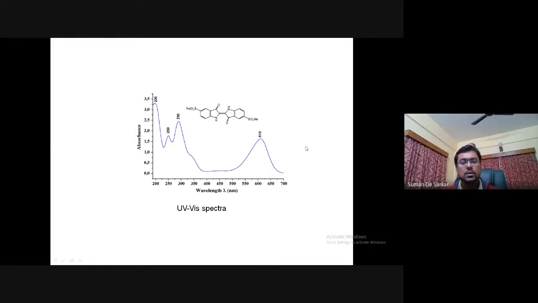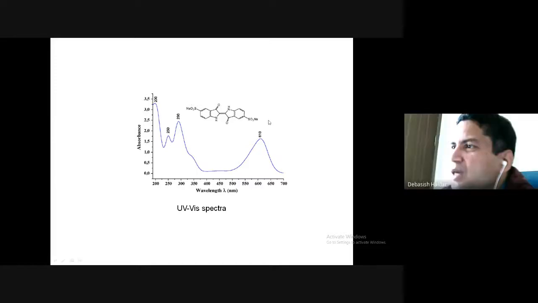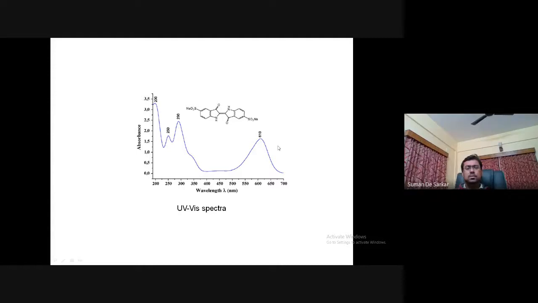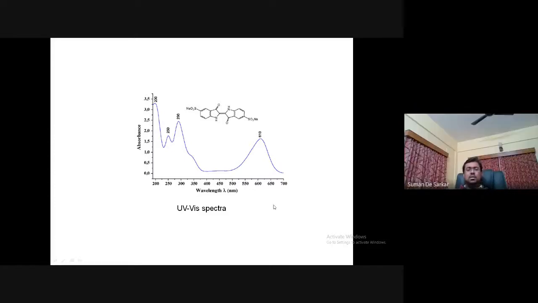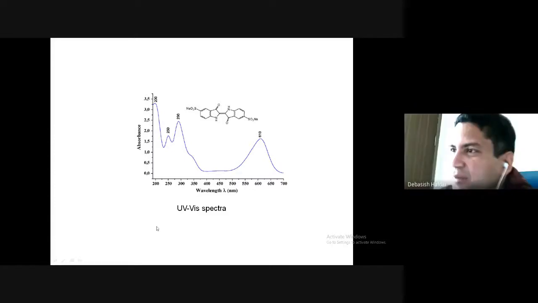Is this just an error in the structure, or will the spectra of this change? No, the spectra will not change much. The major core is the same.